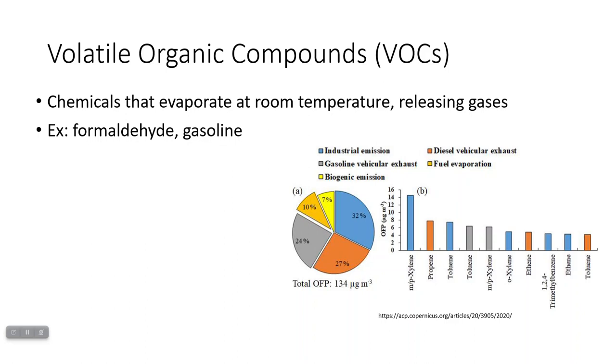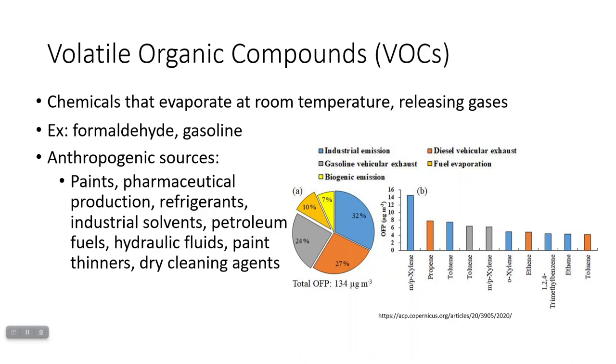smog. So one of the big things that can create photochemical smog, which is a secondary pollutant, is volatile organic compounds. What a volatile organic compound is, is something that evaporates very easily at room temperature. That's going to release gases into the air, hence the connection to air pollution. So some of the examples: gasoline, formaldehyde, you see various ones on this graph. So xylene, toluene, propene, a lot of enes.